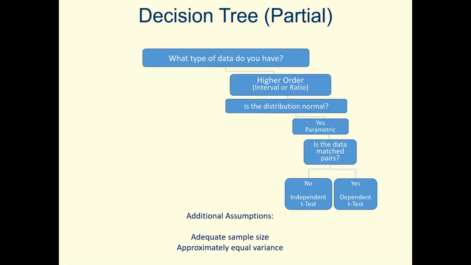I should point out that there are some additional assumptions that aren't covered by this decision tree, and these rely on factors like there being an adequate sample size and the variances in the dataset being approximately equal. You are expected to complete some additional background reading about these statistical analyses, and that's where you can find this additional information and supplement the notes you are taking from this video.